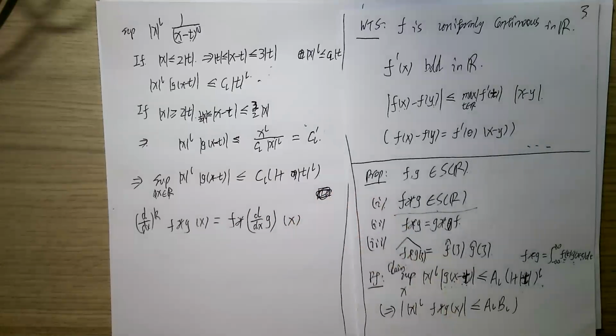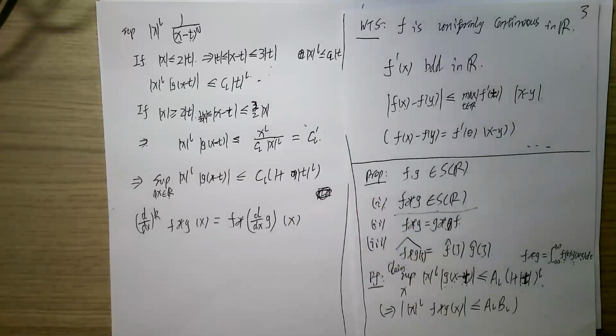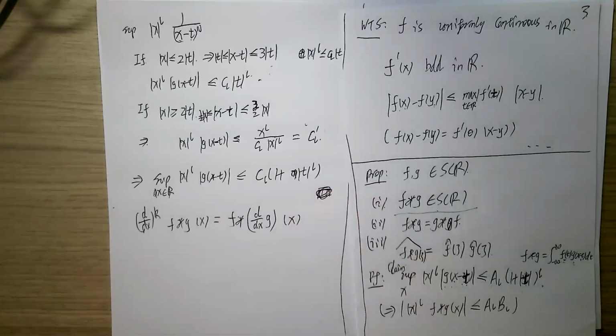Okay, so since G is a Schwartz function, this kind of thing is still well-defined. It's actually a continuous function, and it's actually a very good function. So which means you are able to take an arbitrary derivative of this F convolved with G. Okay. Any question?